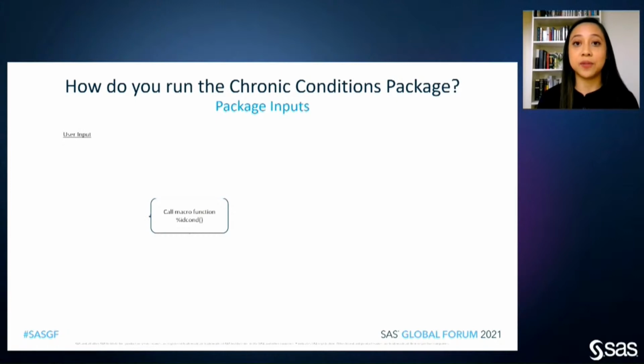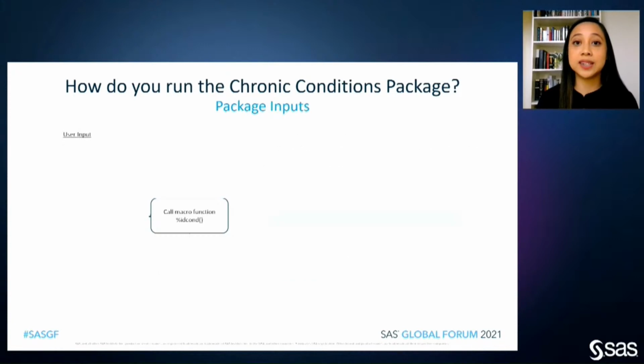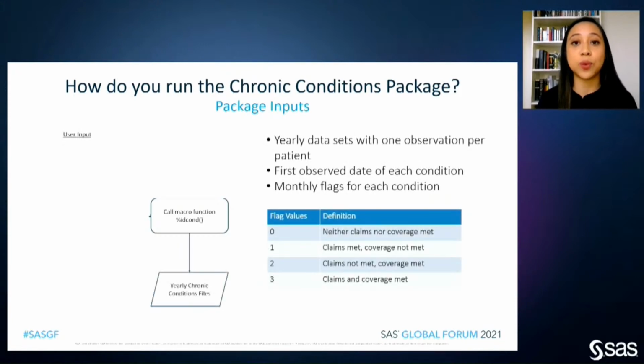So now you've run the macro. There are a few internal processes that the macro will run. Without getting too much into the weeds, first, if you've customized the package, the macro will read in your input files and process them. Otherwise, it will use the built-in definitions already included in the package. Then it will process your enrollment data, and finally, it will process your claims data, looping through each beneficiary and each condition and flagging for qualifying claims in each one. As we've already discussed, the output are yearly files with 1 record per patient, a first ever date, and also keep in mind that this is the first ever date in the years that you've provided into the package.